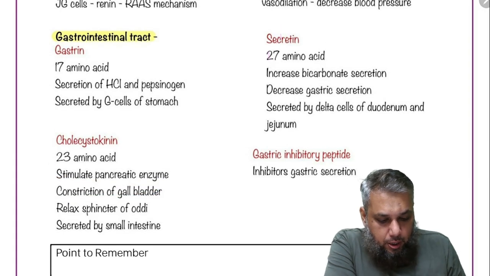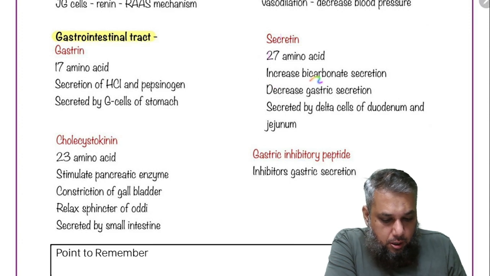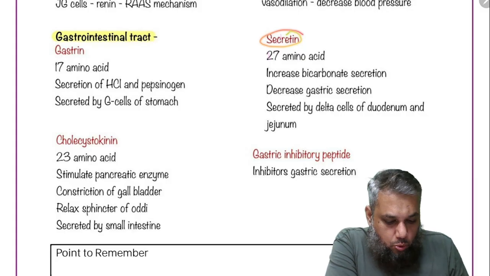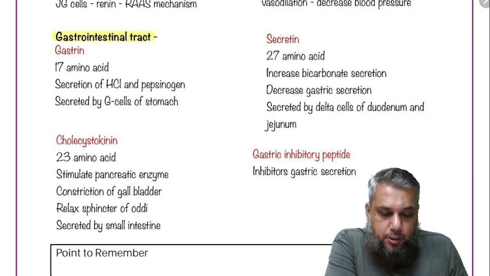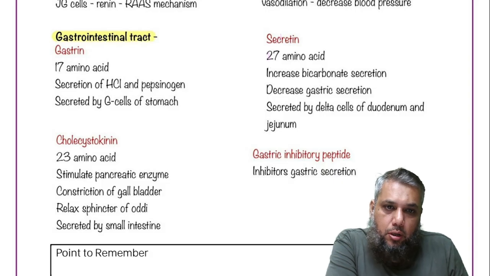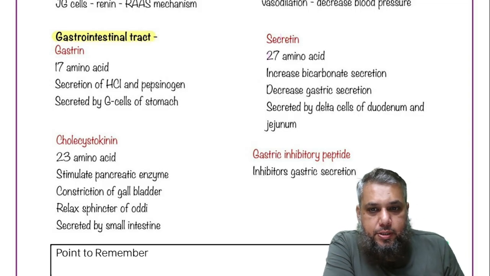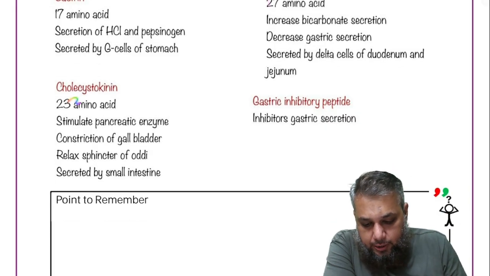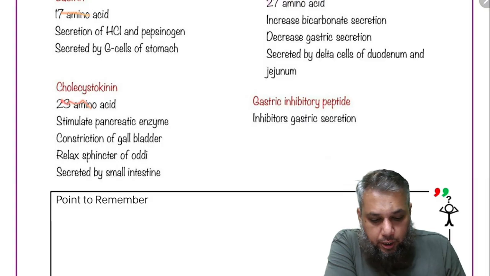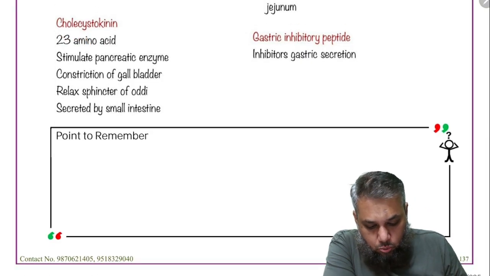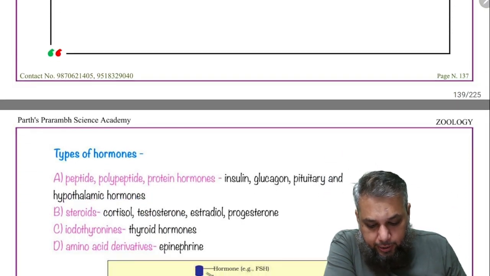Secretin is a hormone which helps in the secretion of the pancreatic juices. And gastric inhibitory peptide, which inhibits gastric secretion. These are the extra details, some of which are not required. So stick to what I have just said and to the NCERT text.